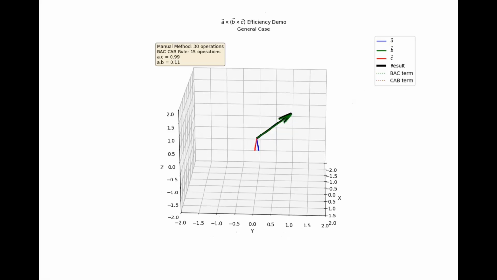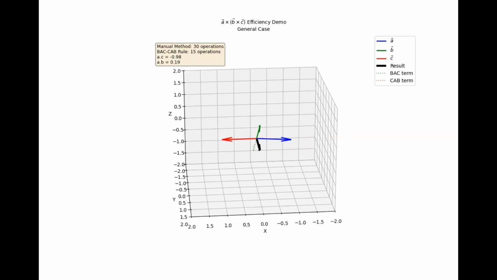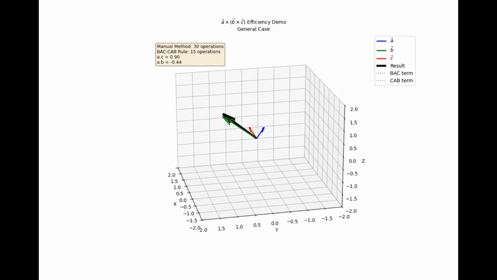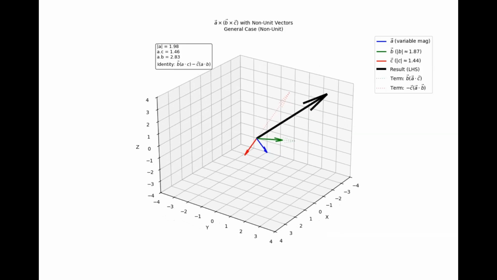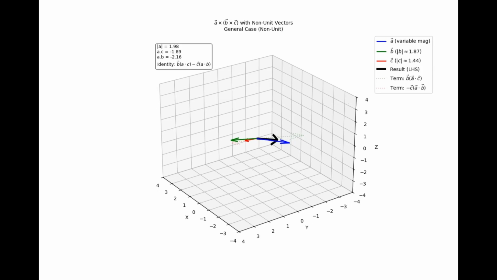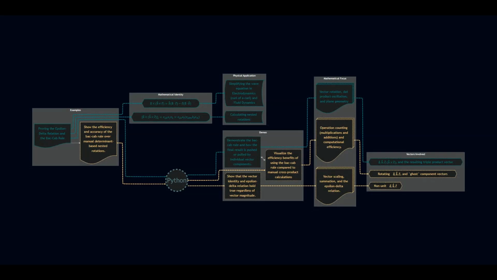In the realm of advanced physics, such as electrodynamics and fluid dynamics, this efficiency is a lifesaver. It is used to simplify the wave equation by converting a difficult curl of a curl into a much more manageable combination of gradients and Laplacians. By turning messy, nested rotations into straightforward dot products and scaling, physicists can solve complex field equations that would otherwise be computationally overwhelming.